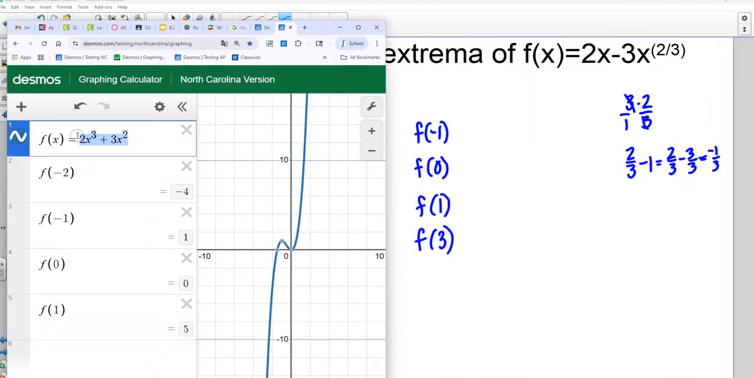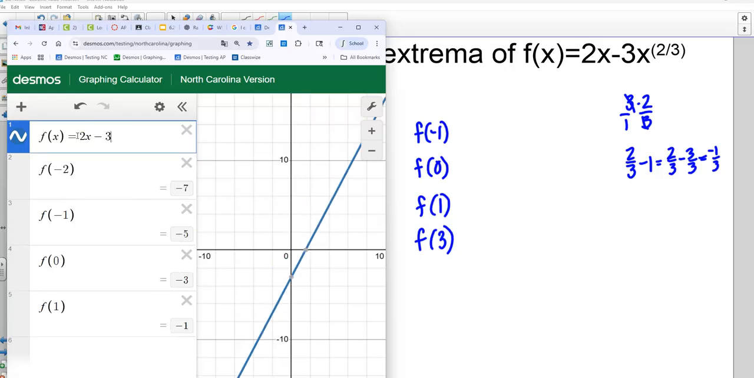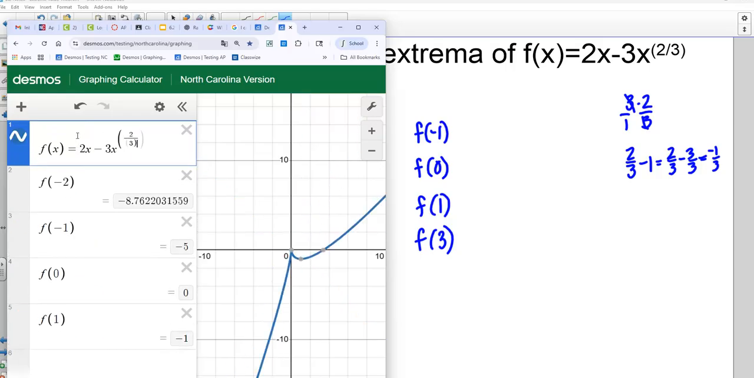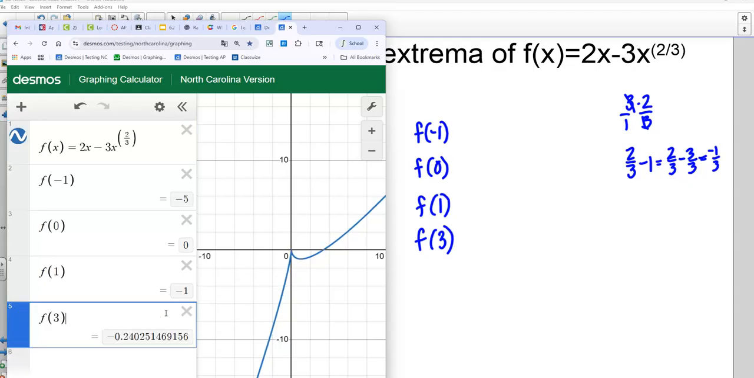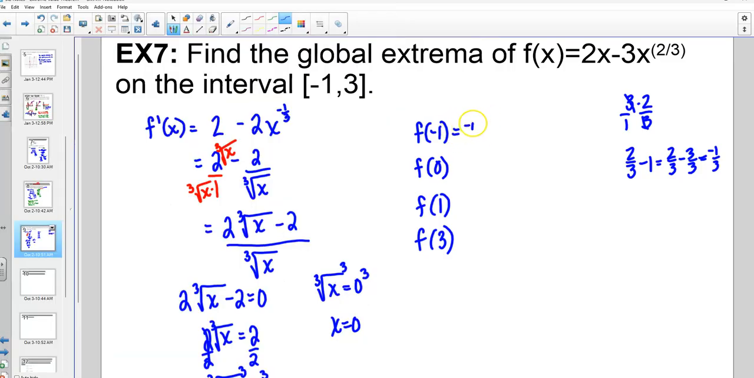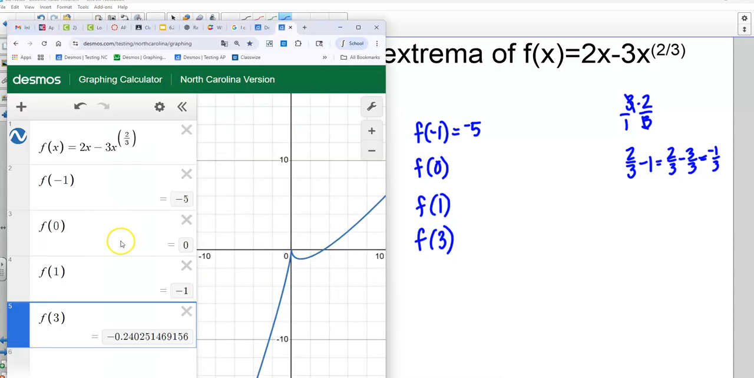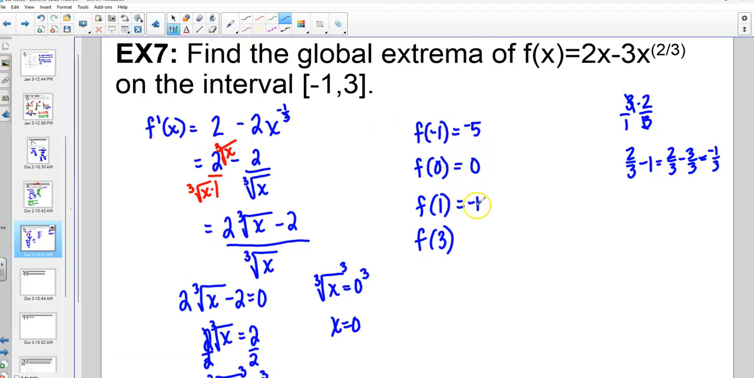We need 2x minus 3x to the 2/3, and we want f of -1, f of 0, f of 1, and f of 3. So I got -5, 0, -1, and -0.240.